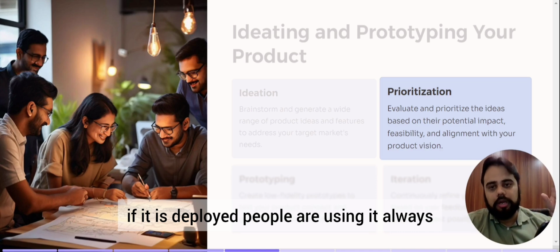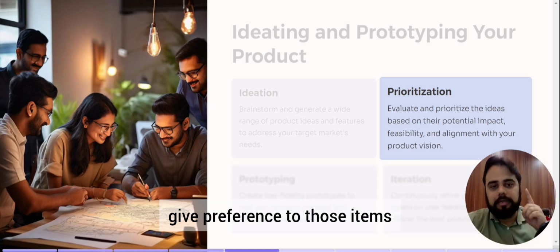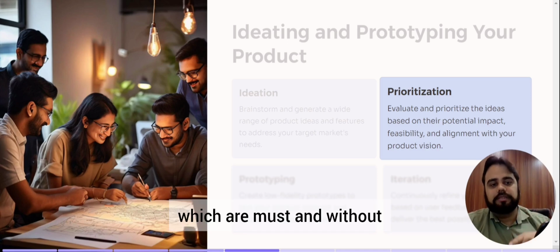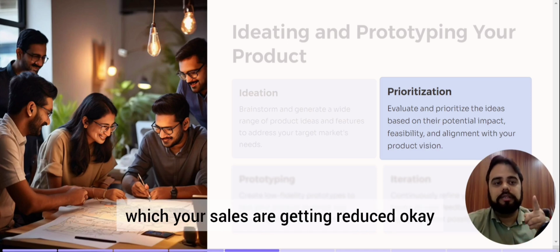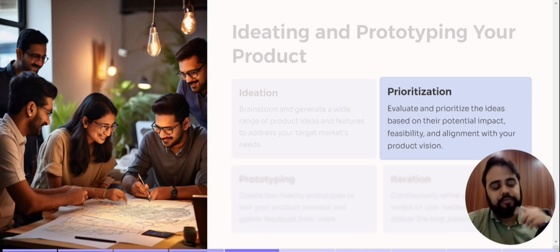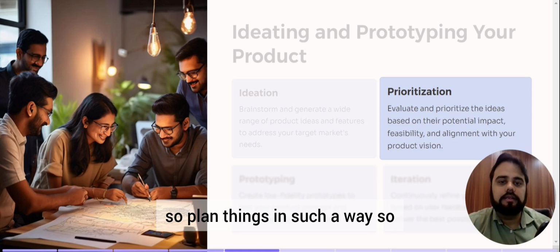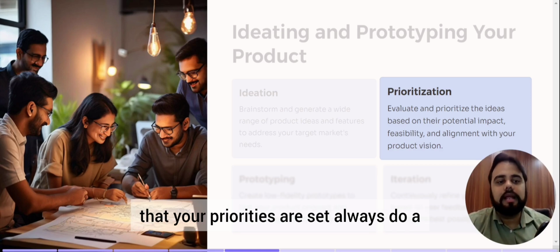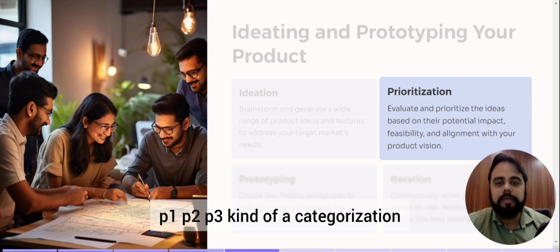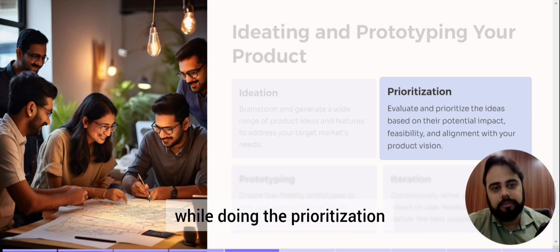Even if it is deployed, people are using it, always give preference to those items or those features which are a must, and without which your sales are getting reduced. Okay, so plan things in such a way so that your priorities are set. Always do a P1, P2, P3 kind of categorization while doing the prioritization.